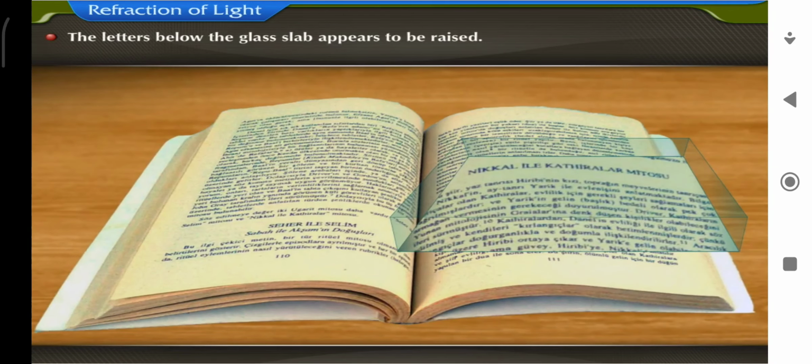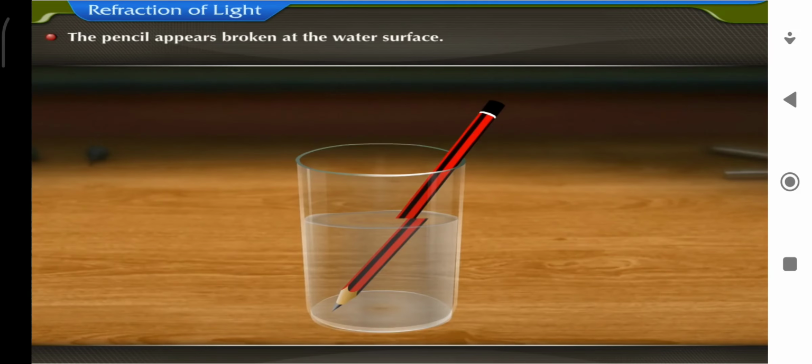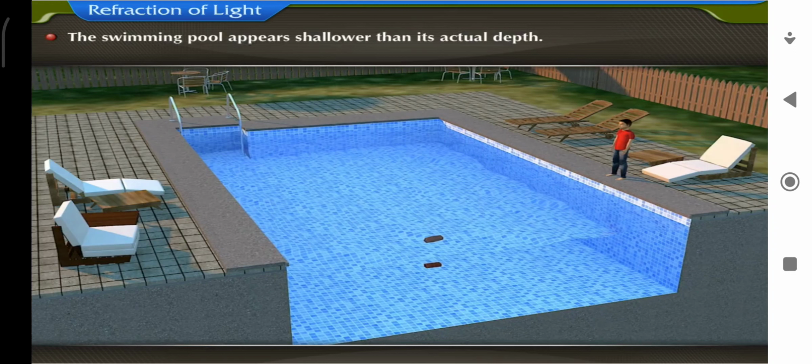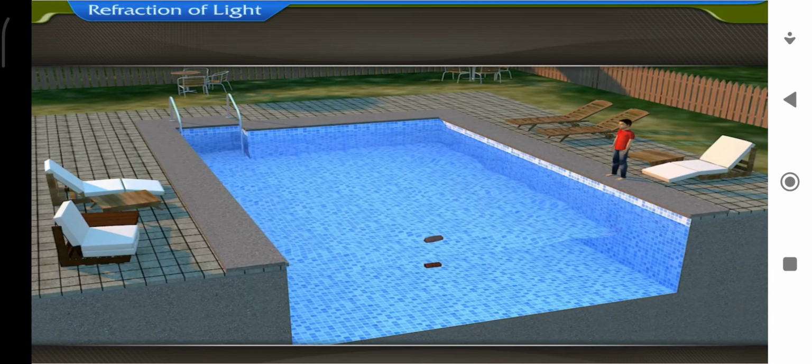The letters below the glass slab appear to be raised. The pencil appears broken at the water surface, whereas the swimming pool appears shallower than its actual depth. Let us understand this by performing some activities.